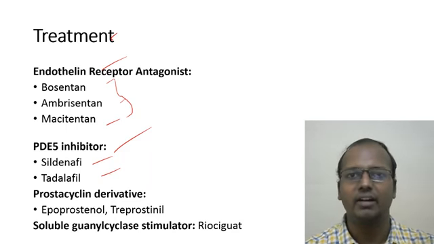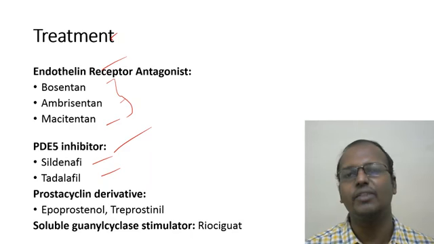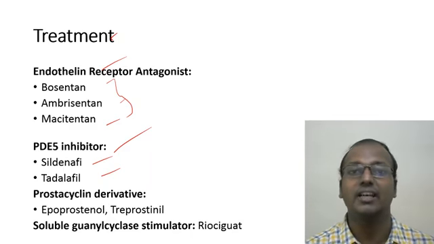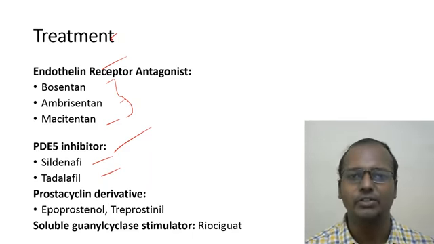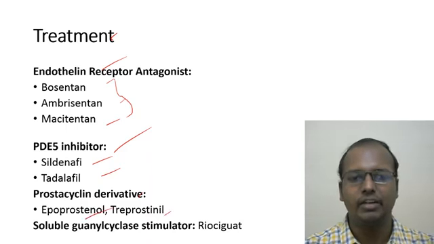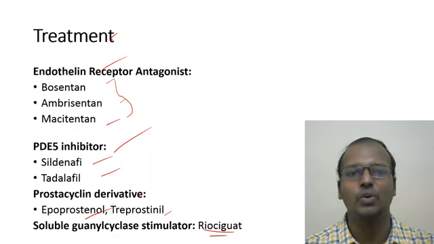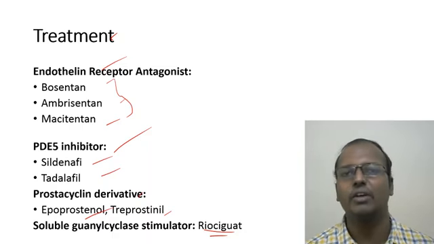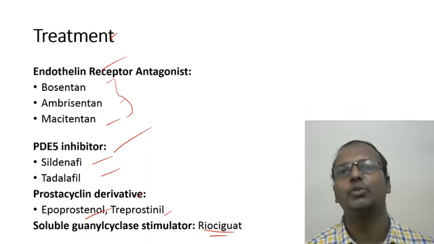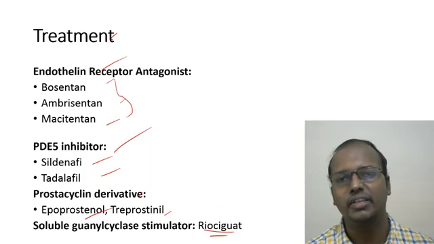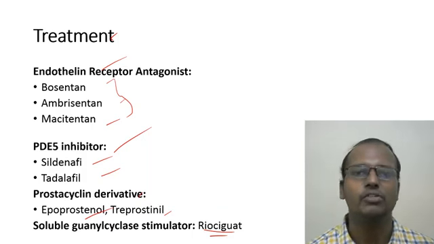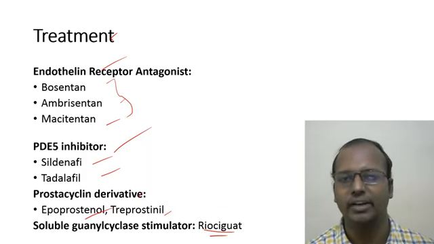Remember, nitrates are contraindicated in patients on PDE5 inhibitors, because nitrates can cause refractory hypotension in such patients. Very, very important. Prostacyclin derivatives cause pulmonary artery dilatation: epoprostenol, treprostinil. And a soluble guanylyl cyclase stimulator is a new drug, riociguat. So these are the drugs used for treatment of pulmonary hypertension. Number one is endothelin receptor antagonist. Number two is PDE5 inhibitors. Number three is prostacyclin derivatives. Number four is soluble guanylyl cyclase stimulator.